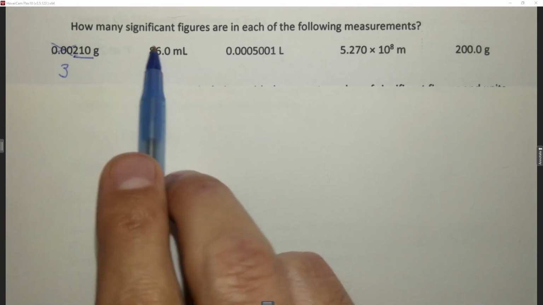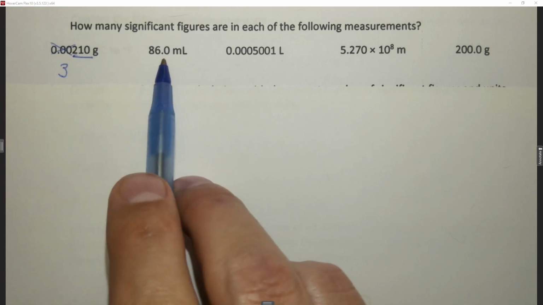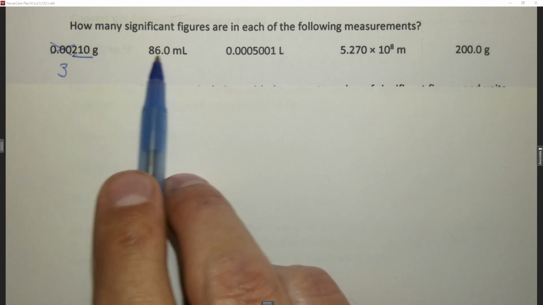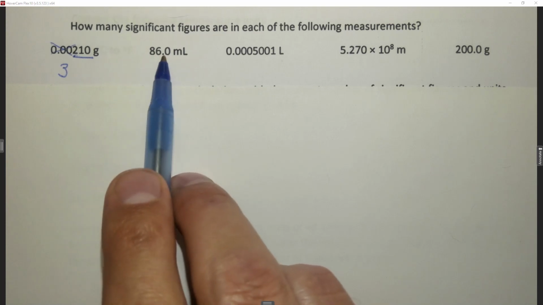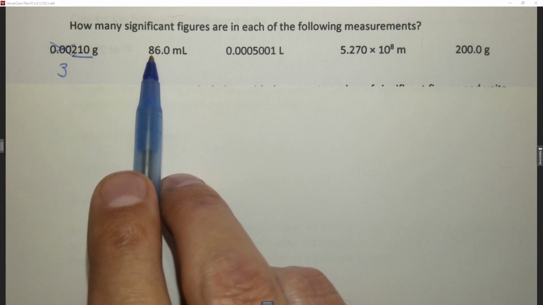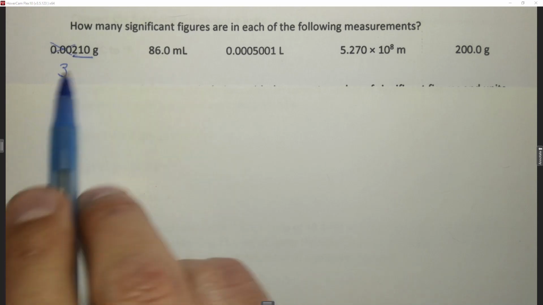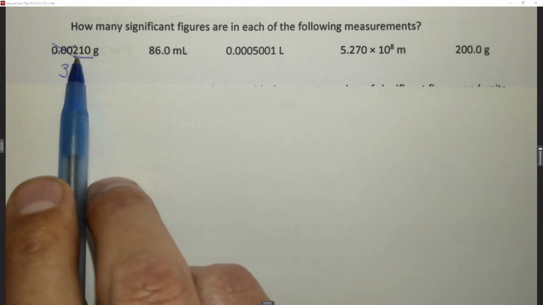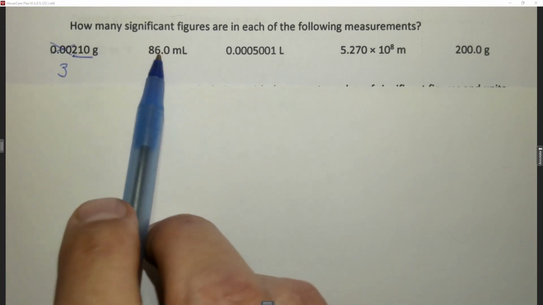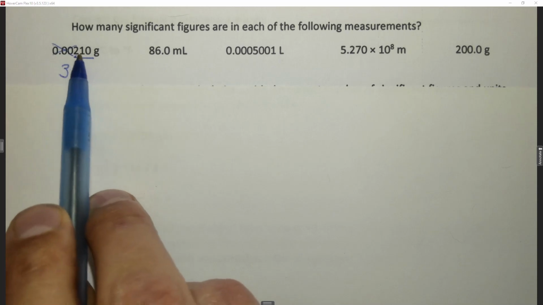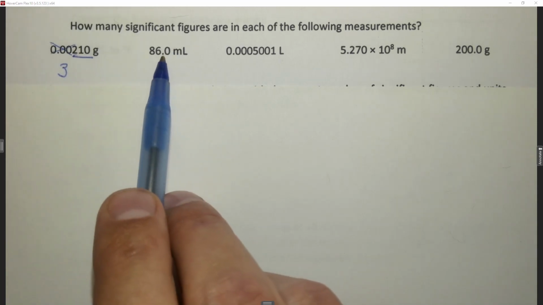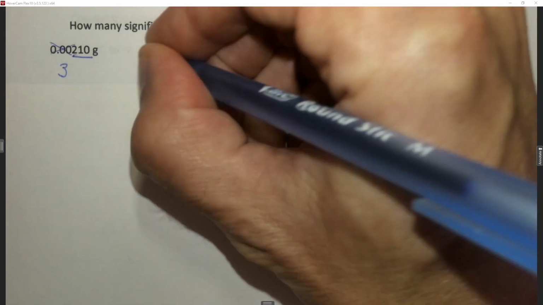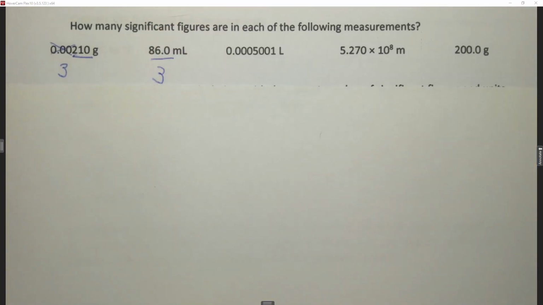86.0. These are definitely significant. Let's look at this one. We have this 0 after sig figs and a decimal place. Notice that in this example, the sig figs came first and then the decimal place. In this example, the decimal place came first and then the sig figs. It doesn't matter, okay? If the 0 is after both a decimal place and sig figs, whether the decimal place comes first or the sig figs come first, no difference. This is also three significant figures.